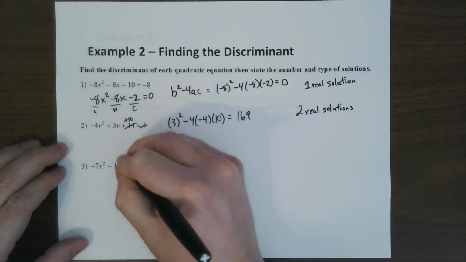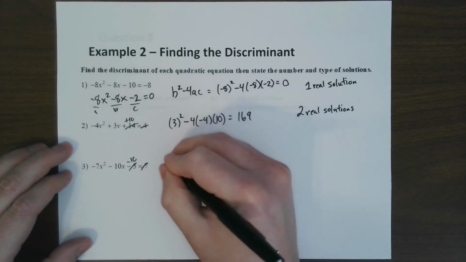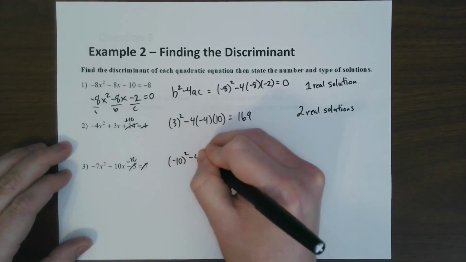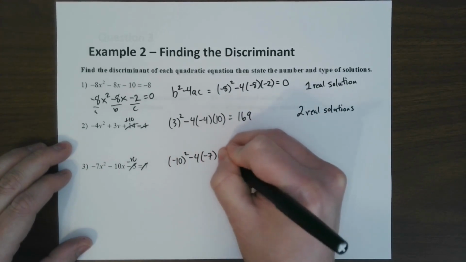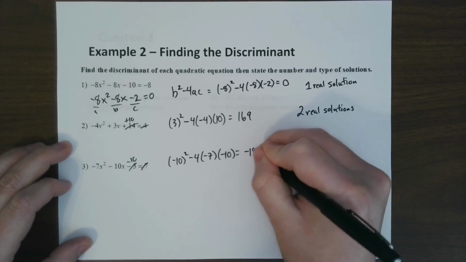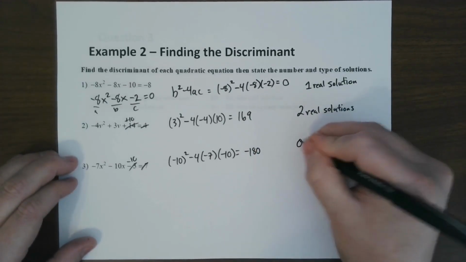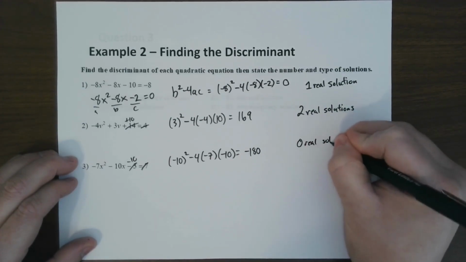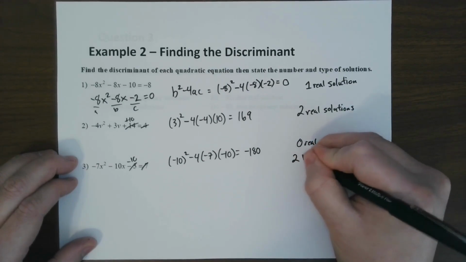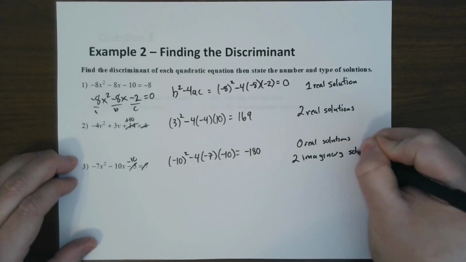And last one, of course, negative 10. So we plug that in, we get negative 10 squared minus 4 times negative 7 times negative 10, which gives us negative 180. Since it's negative, there are 0 real solutions. That's the same thing as saying there are 2 imaginary solutions.